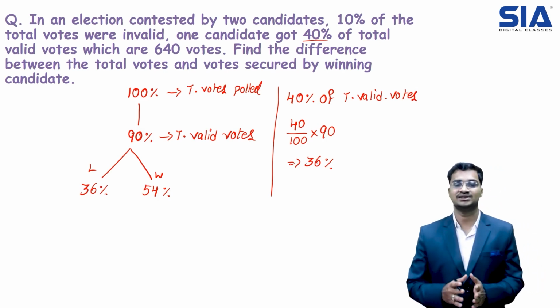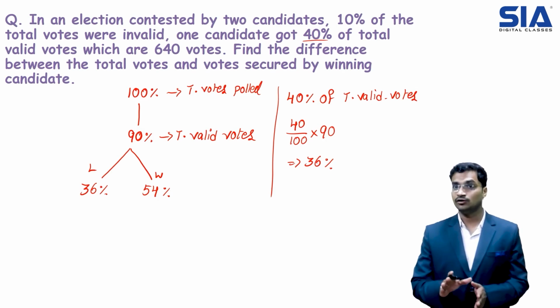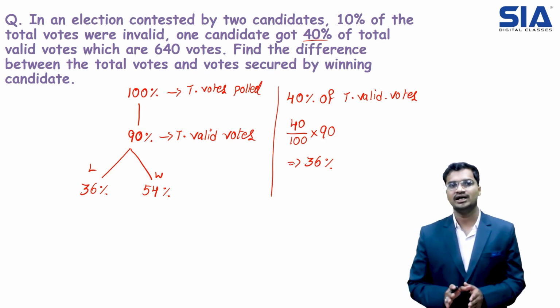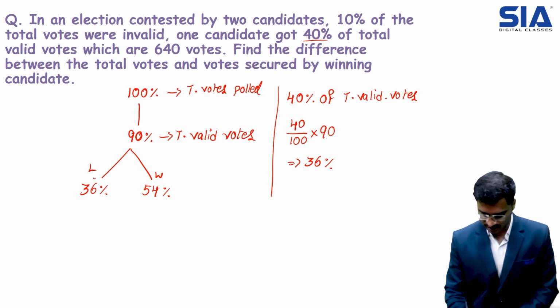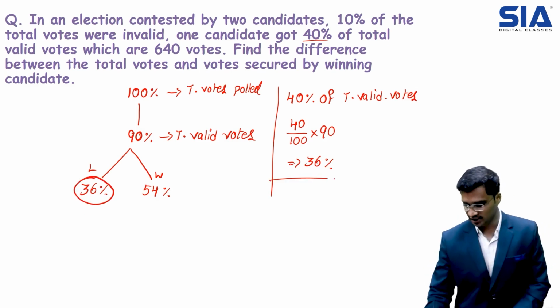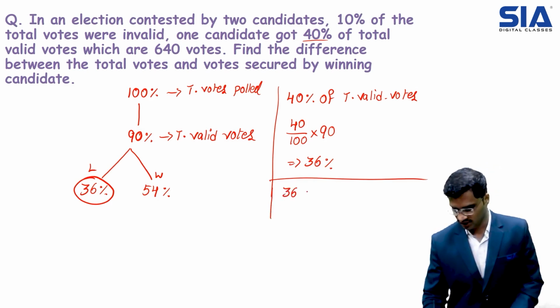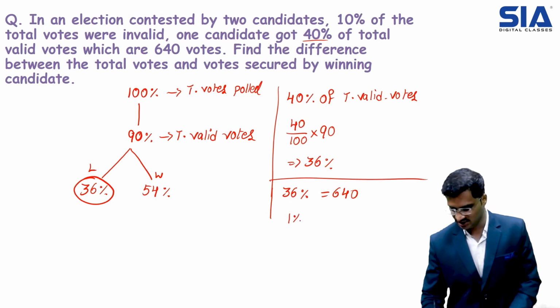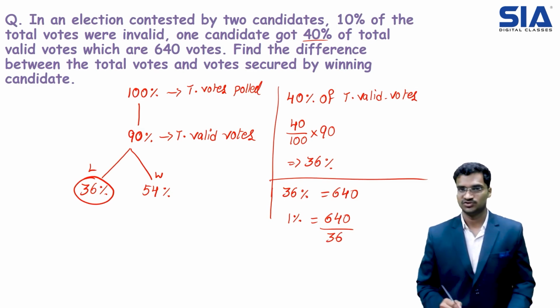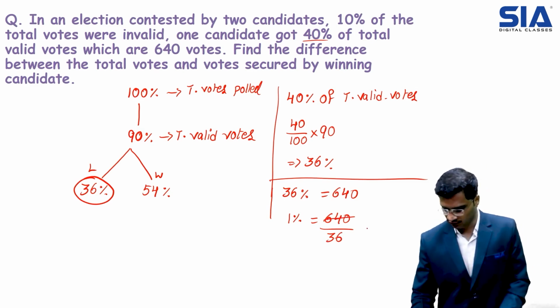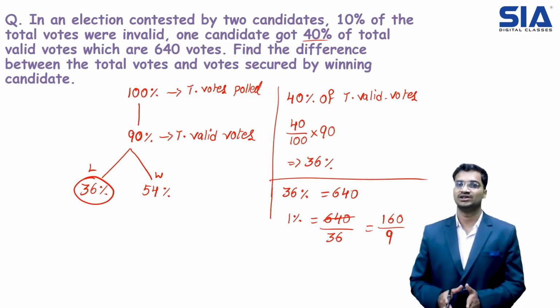Now let us see what has been asked in this question. One candidate got 40% of total valid votes, which are 640 votes. He is saying that the value of 36% is 640 votes. So 36% is equal to 640 votes. Now from this I can say that 1% is equal to 640 divided by 36. Let us solve this. 4 1s are 4, 4 6s are 24, 160 by 4 9s are 36. So 1% is 160 by 9.